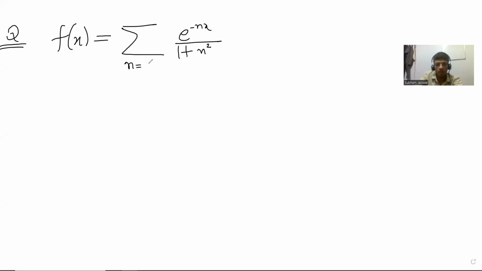So this n goes from 0 to infinity. Okay. And so let's say it is this. Okay, so first question would be: find domain of f, domain of f. Okay, so what do you think is the legal domain of this?